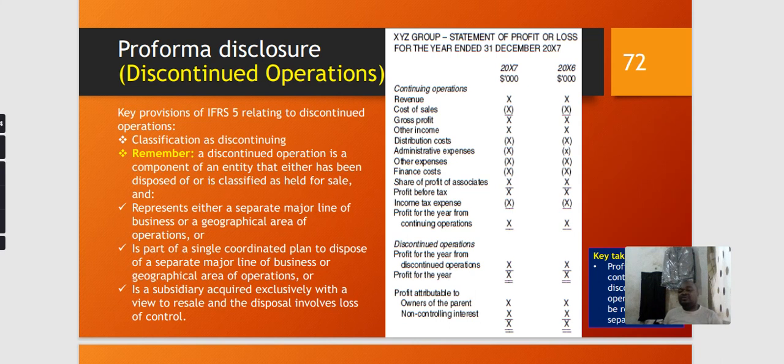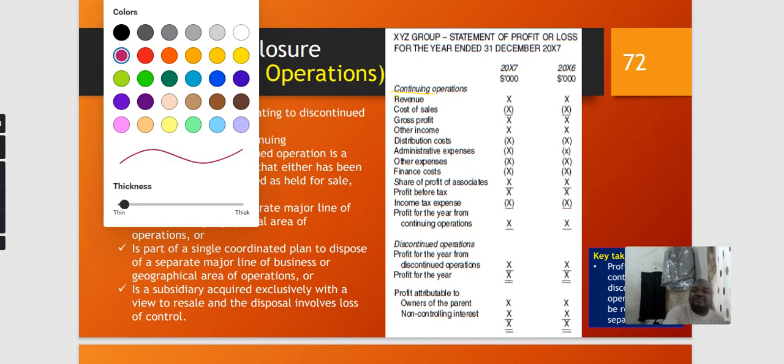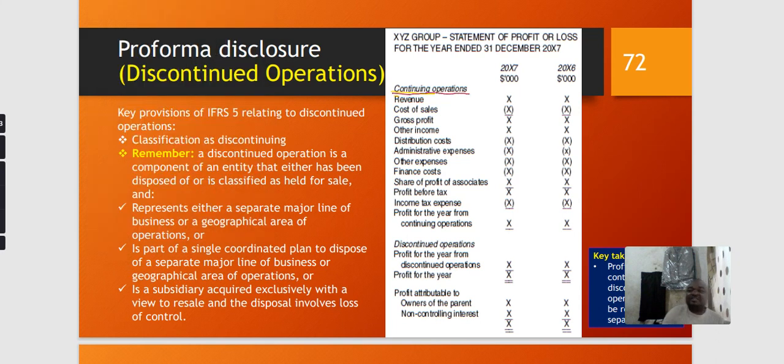You need to separate results of continuing operations from discontinued operations. So the first part of your income statement should actually be titled continuing operations. Then you list your revenue as normal, cost of sales, gross profit, and so forth, up to the profit for the year from continuing operations.